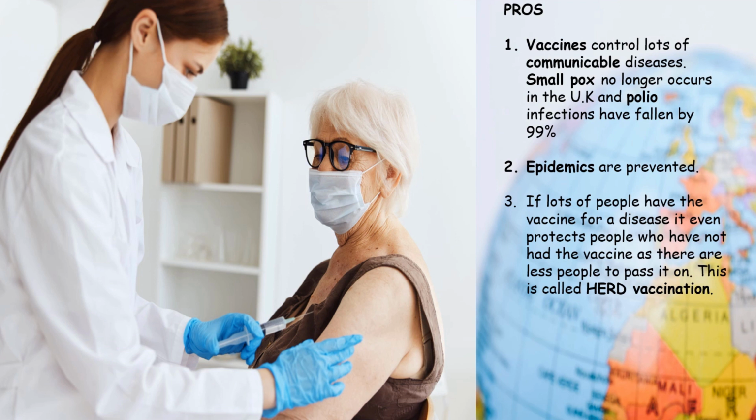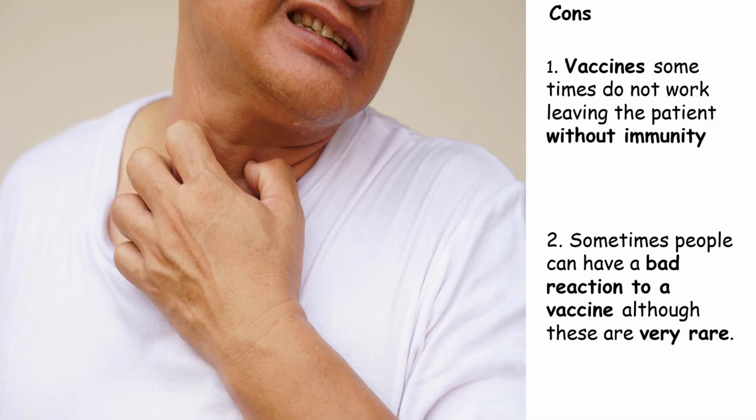So, the pros, the positive points about vaccines: they help control lots of communicable diseases. Smallpox, for example, no longer exists in the UK, and polio infections have fallen by 99%. Epidemics, which is the spread of a disease, are prevented using vaccines. If lots of people have the vaccine for a disease, it even protects the people who have not had the vaccine. That's known as herd immunity.